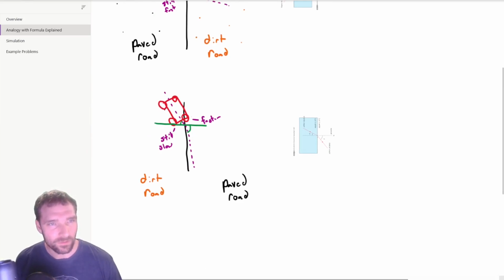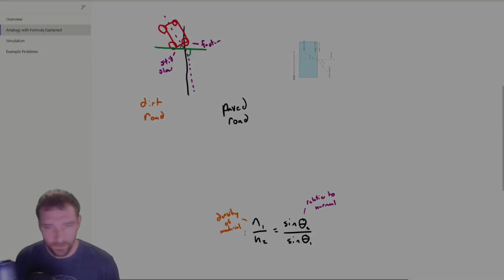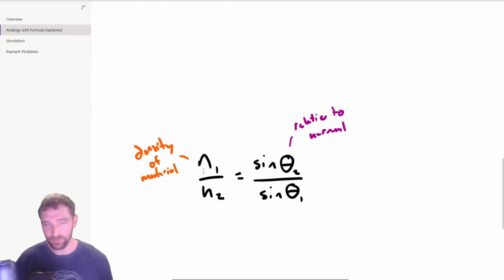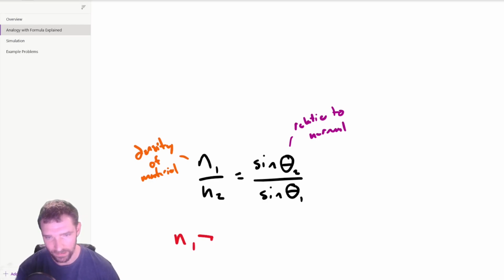There's also this one formula, which we talked about on the last page. Let me just go snip that. All right, so we've got this formula with n1 and n2. So those are the densities of the material. So you could imagine where we have a situation where n1 is bigger than n2, meaning this is more dense.